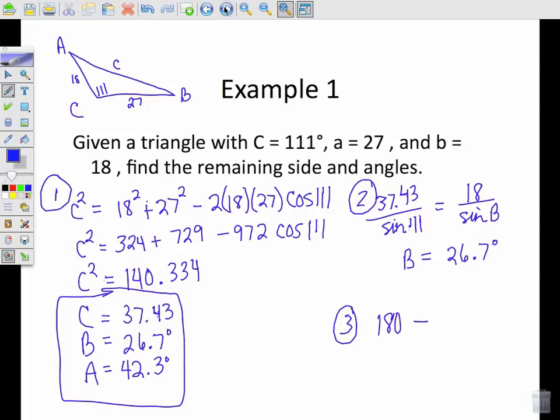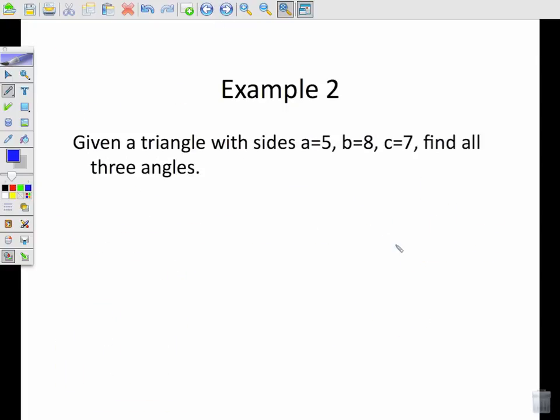All right, let's take a look at our next problem. Given a triangle with sides 5, 8, and 7, find all three angles. Let's go ahead and give these angles an A, a B, and a C. It doesn't really matter where I put those. One of the recommendations is that we find the largest angle, because if it's obtuse, then you get that out of the way. So my largest angle would be angle A.